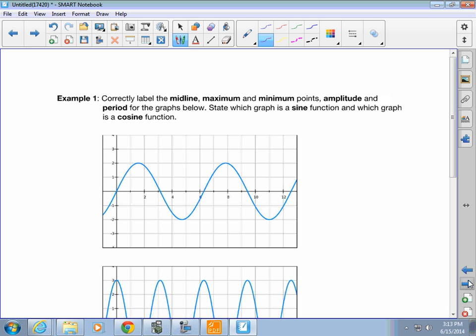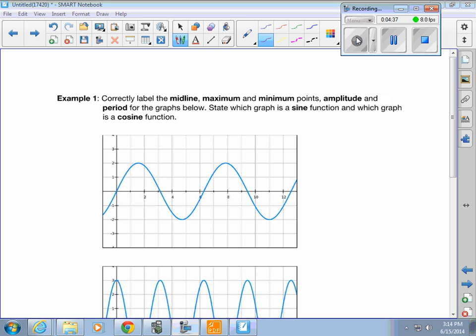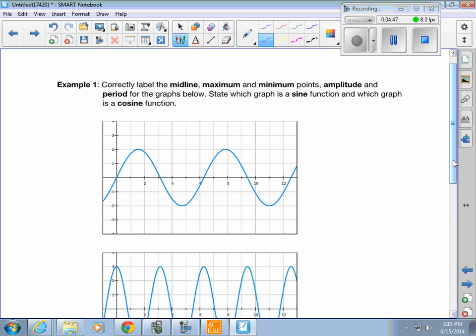Example number 1: correctly label the midline, maximum and minimum points, amplitude, and period for the graphs below. State which graph is a sine function and which graph is a cosine. Alright, so this is a sine function. We know it's a sine function because it's starting at 0.